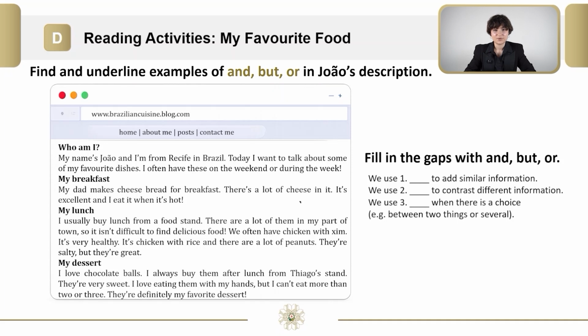Welcome back. It is time to check your answers. First, let's underline all and, but, or in João's description. Check it. Now, let's check sentences. We use and to add similar information. We use but to contrast different information. And last, we use or when there is a choice, for example, between 2 things or several.